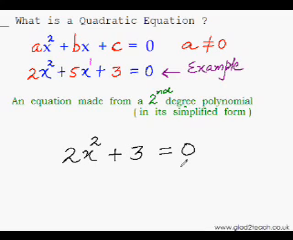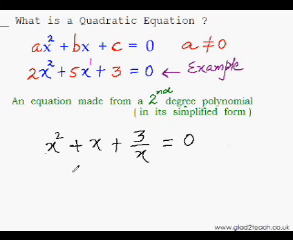What about this equation? Is it a quadratic equation? Yes, this is also a quadratic equation. Once again, it is of second degree and it is made up of a polynomial. Only thing is that this term, the middle term, is missing. That is, b must have been equal to 0. But it is still very much a quadratic equation as it fulfills these two vital conditions. So what about this equation?